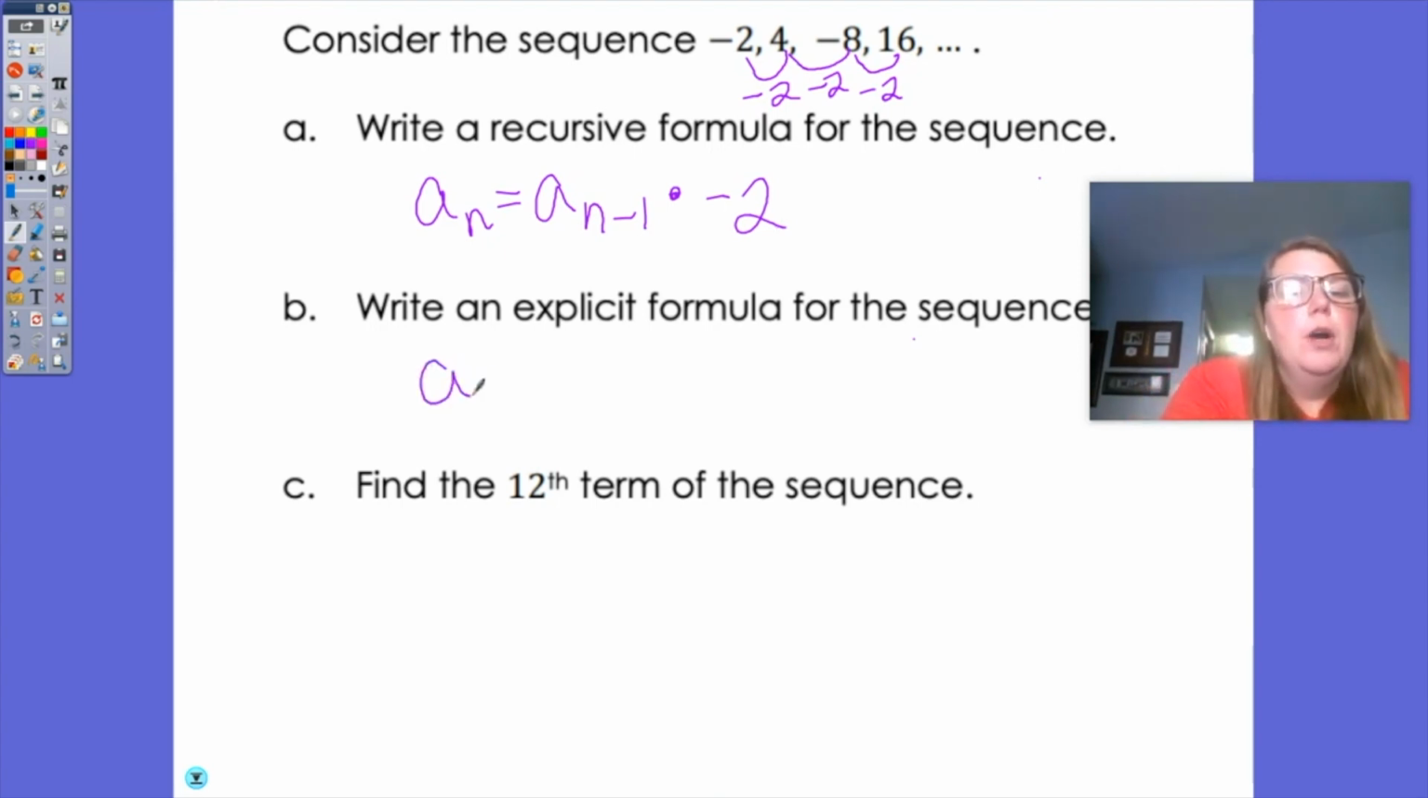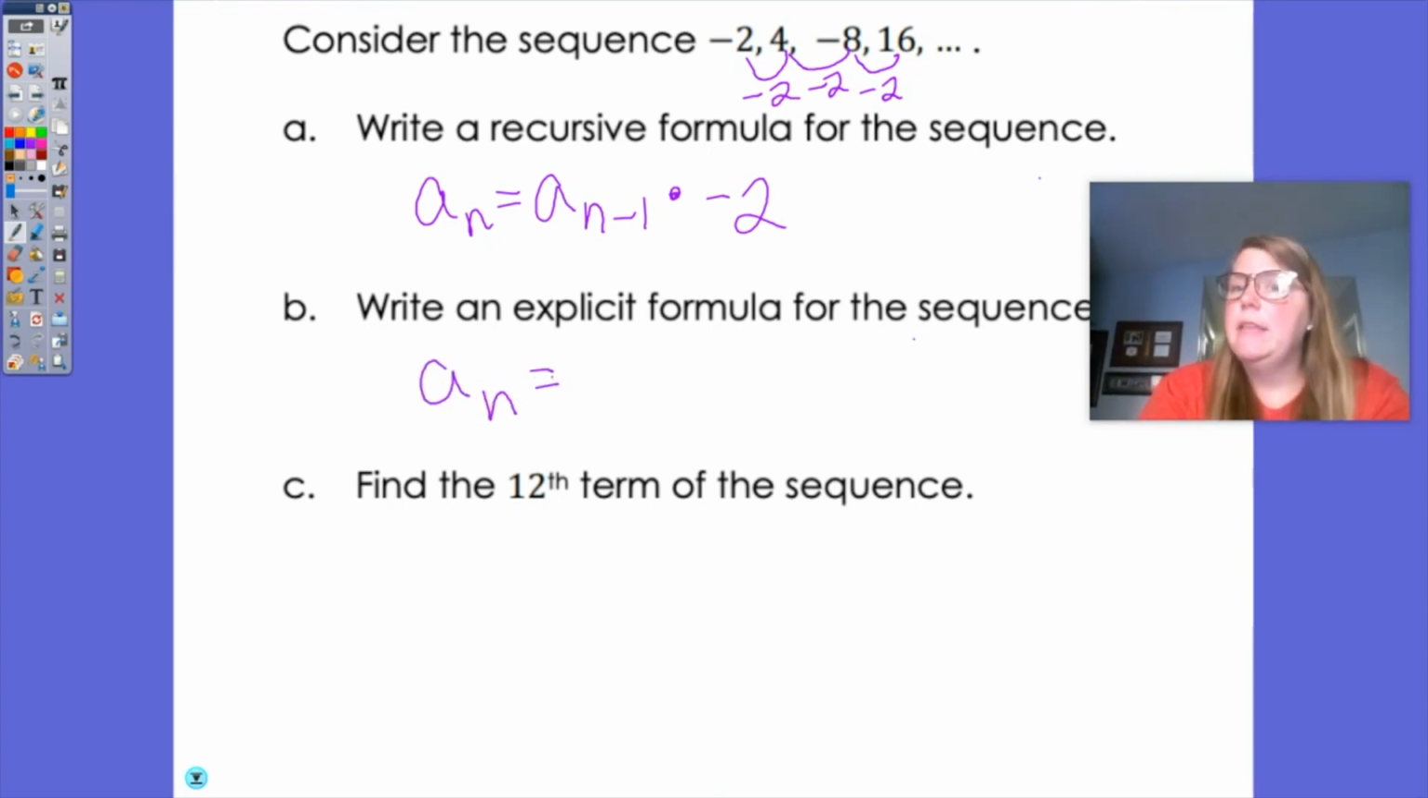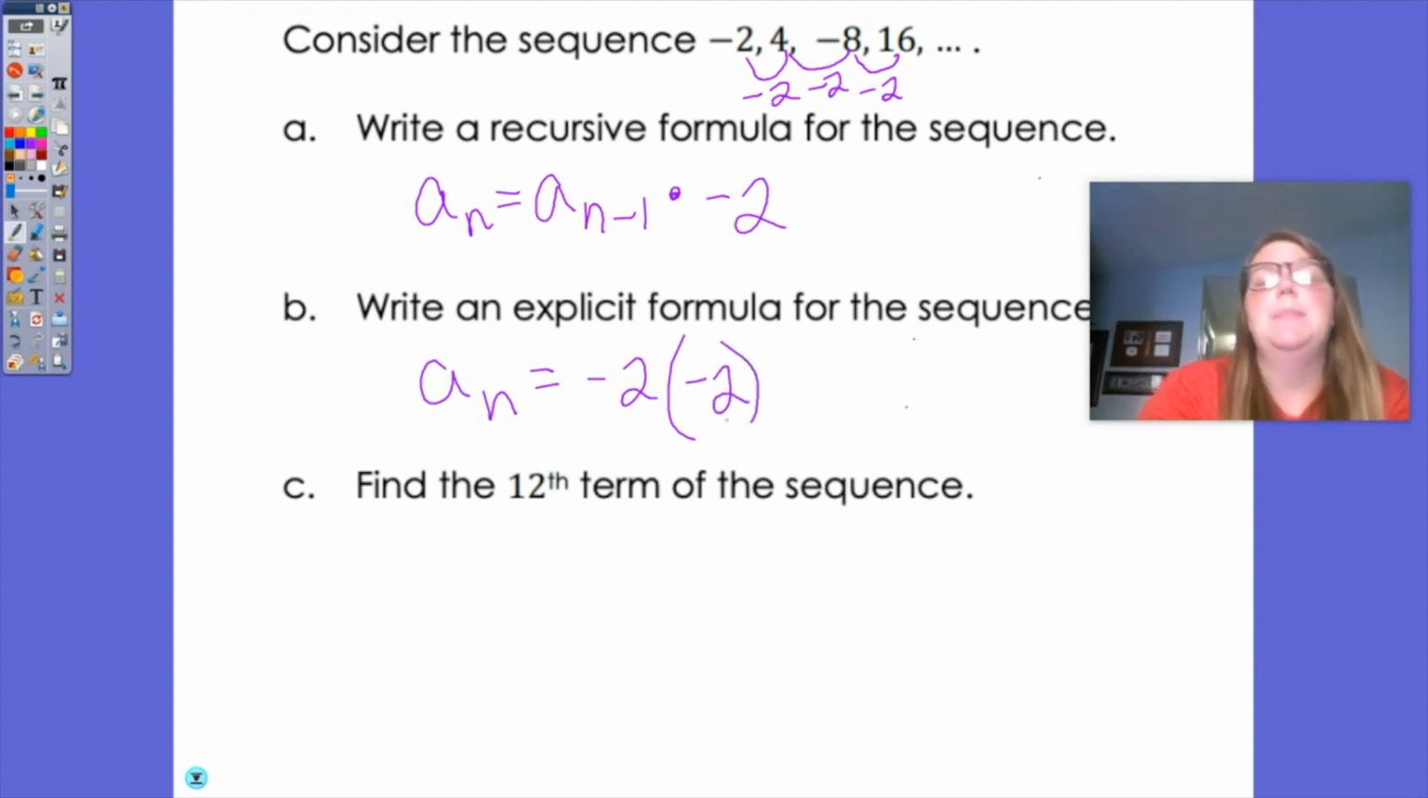So if we're looking for the explicit formula, remember we're taking the first term. So in this case is -2. In the parentheses would be our common ratio. So what is our common multiplication each time? That's also -2. That just happens to be a coincidence for this problem. And we're going to raise that to the n minus 1 power. And again, remember that n minus 1 is talking about the previous term. And that's an exponent, just like we did with exponential functions.